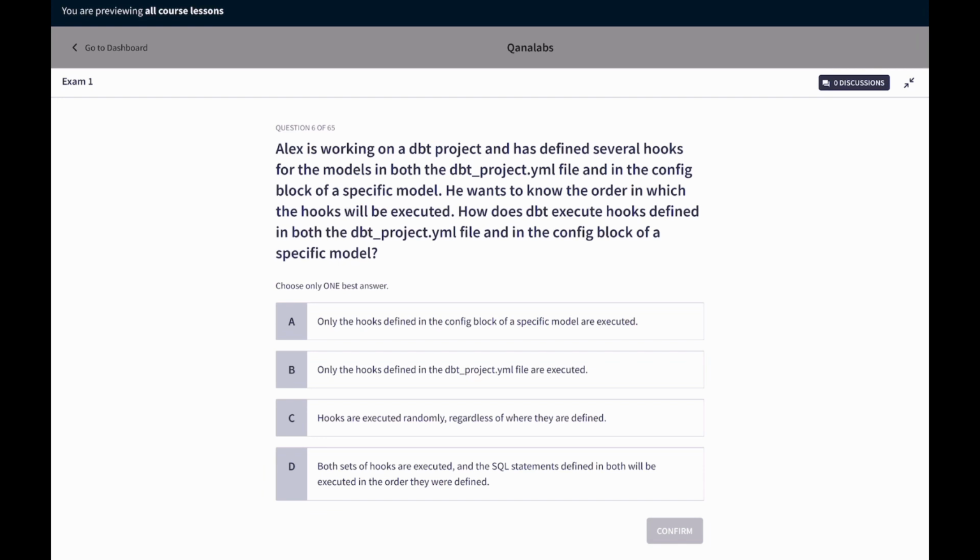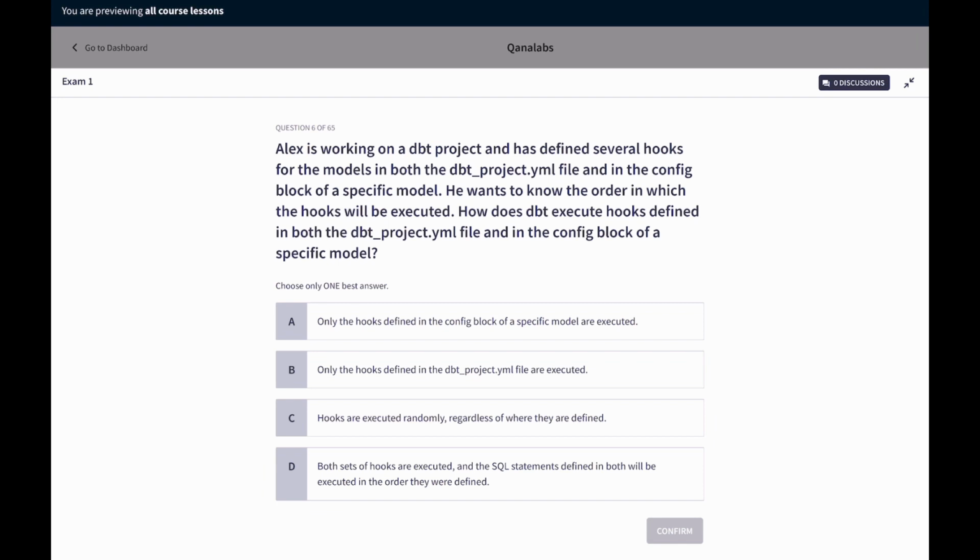Option D, this feels like it's going to be the answer. Option D, both sets of hooks are executed and the SQL statements defined in both will be executed in the order they were defined. So yeah, this option is correct. When we define hooks in DBT, all the different locations in which you define your hooks, every single set of hooks is going to be executed. DBT will execute them in the order in which they are defined.